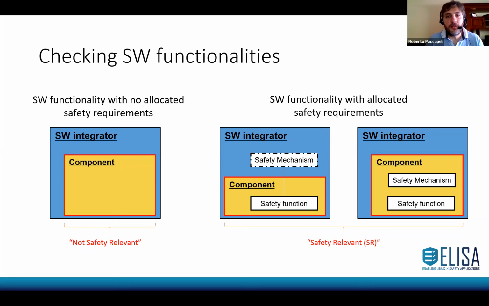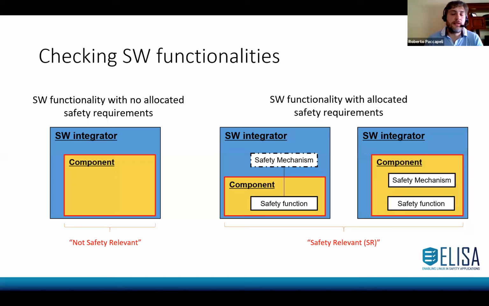The second sub-scenario, let me say, for software functionality with allocated safety requirements: basically, the software functionality could be used for detecting, for monitoring, the presence of, for example, hardware faults coming from the hardware platform intended to be used, on which the software is running. Then, according to the different kinds of functionalities, as a functional safety manager, you need to apply an appropriate tailoring of the ISO standard.